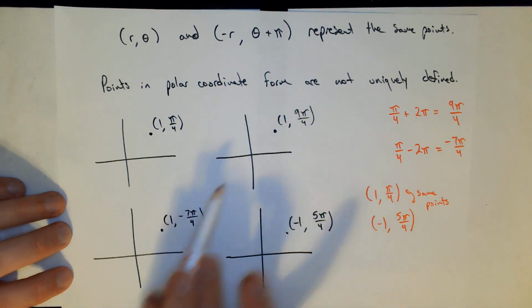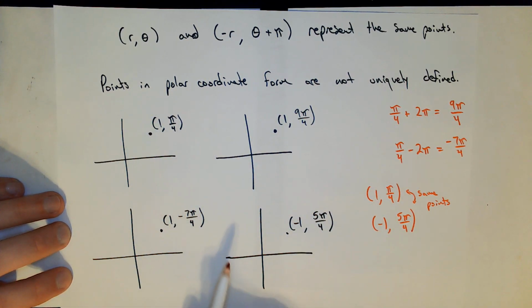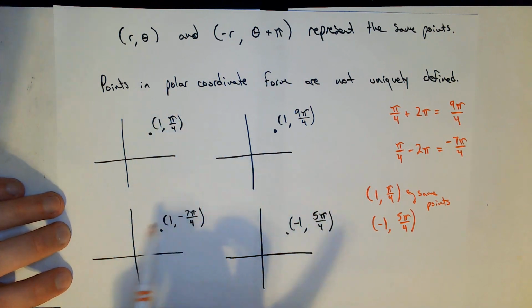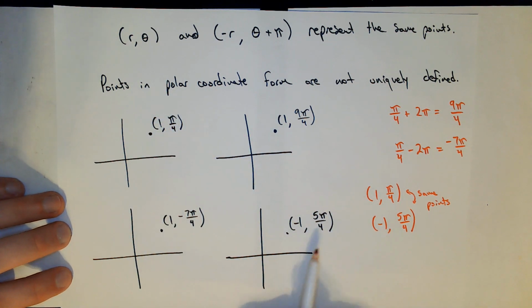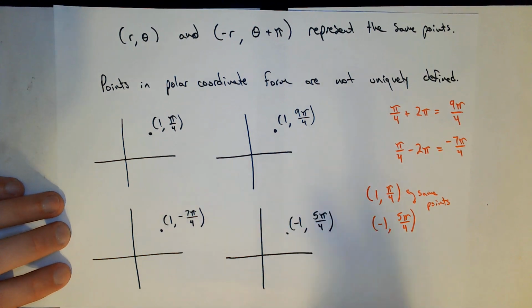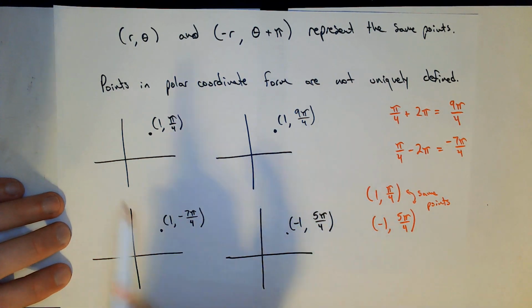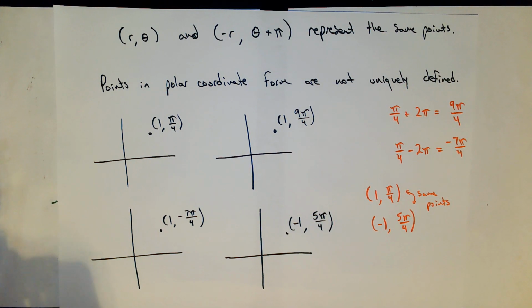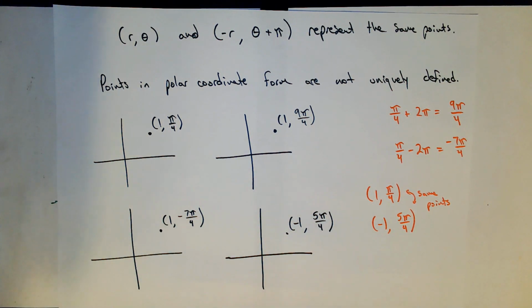So the first two different representations of the point I got just from going a full revolution this way or a full revolution this way, and then this last one I got from that sneaky business about making r negative, right? But still, the point is the same for all of them, that points in polar coordinate form are not uniquely defined. It's different from rectangular coordinates, right? If I give you the point 2 comma 3, there's only one way to say that, right?